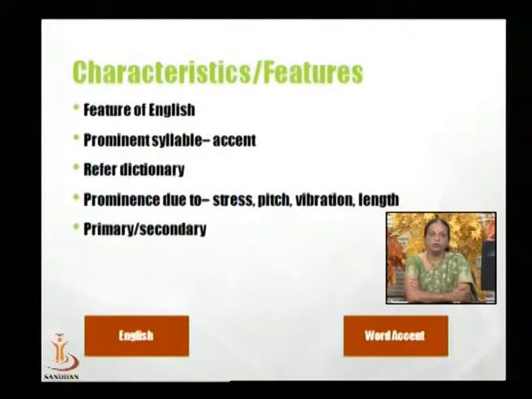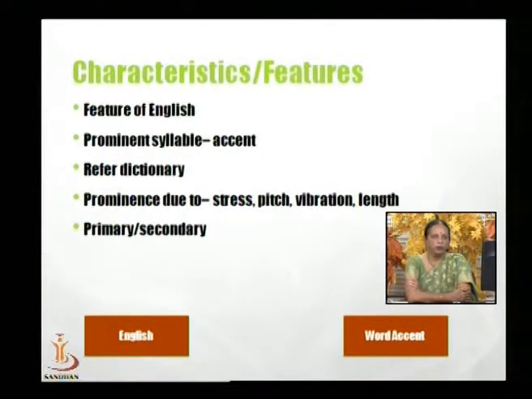Stress could also be a result of the length of the syllable. So these are primary words that you should remember before we go on to talking about accent. What are the words that I'm talking about? Stress, pitch, vibration, and length. And then when we talk about accent, we would also talk about the primary accent and the secondary accent.